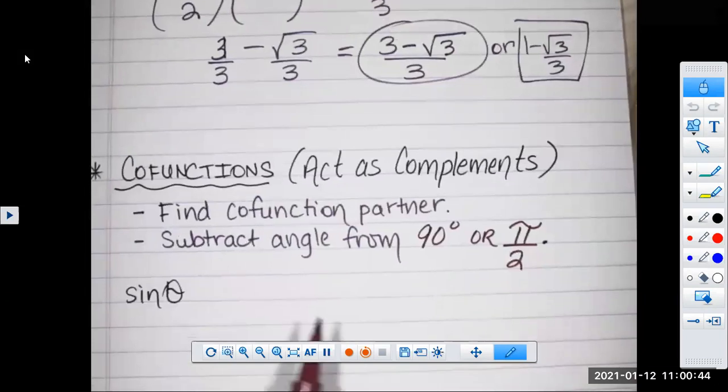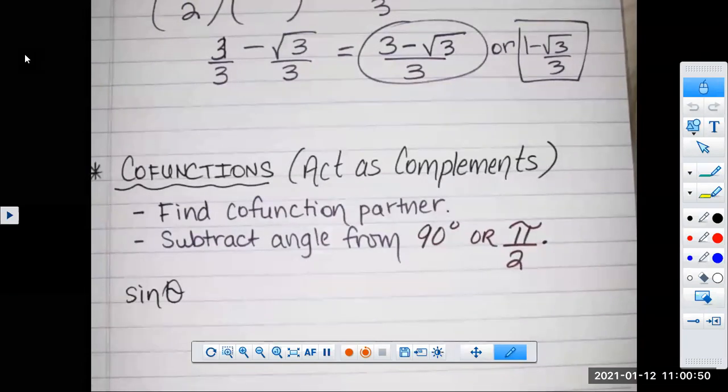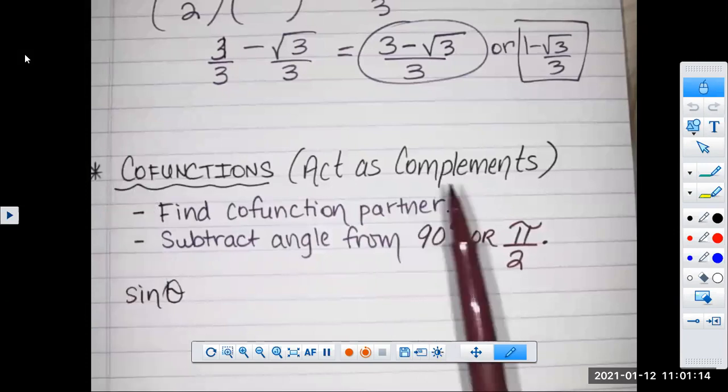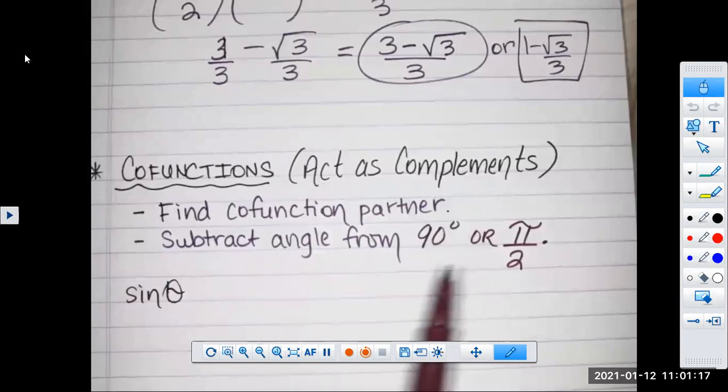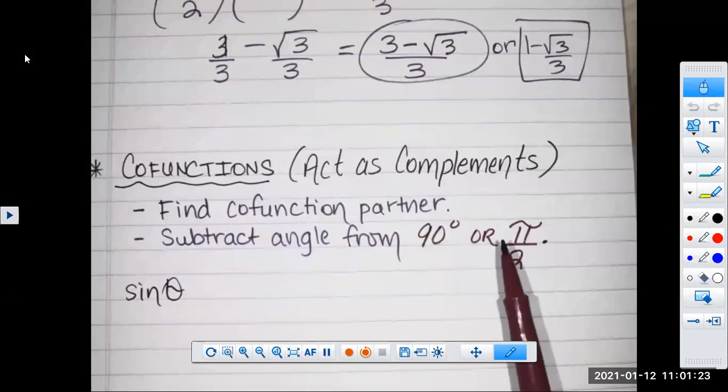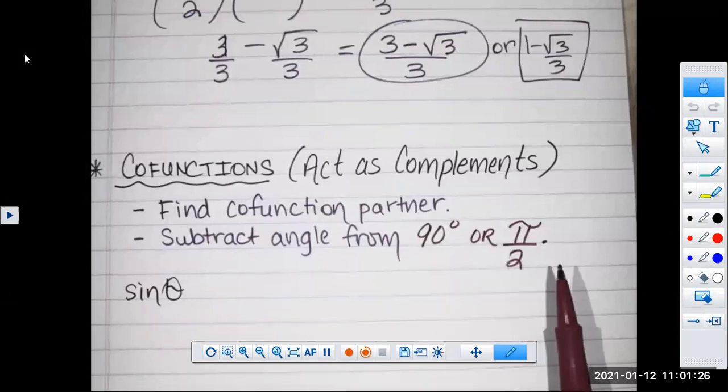Okay, you don't have to write this stuff in purple unless you want to. That's how you find a cofunction value. But all right, cofunction trig values of angles act as complements. So a long time ago in geometry, when you were studying supplementary angles and complementary angles, complementary angles had a sum of what? 90 degrees. So since cofunctions act as complements, that's what you're going to use. You're going to subtract the angle that you're given in your problem from 90 degrees, or if it's in radians, you subtract it from pi over 2.